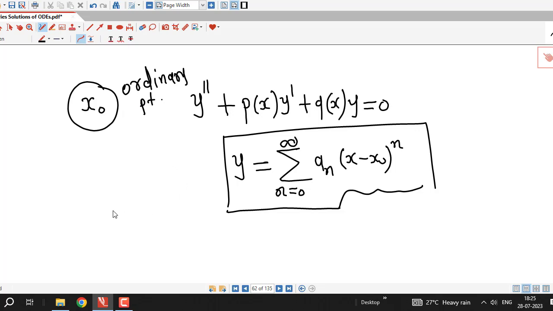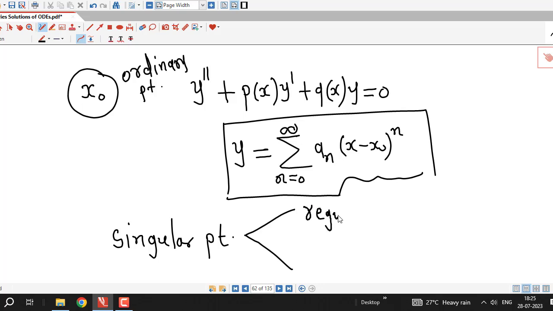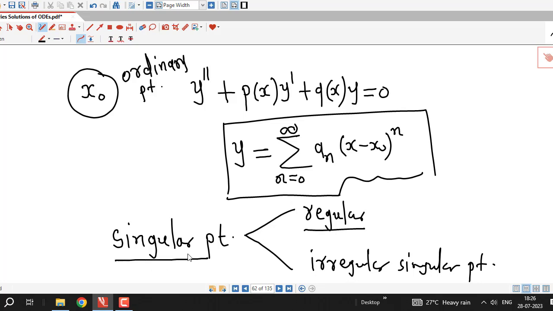Now suppose x0 is not an ordinary point, then x0 will be a singular point, and we have seen in lecture number 2 on series solutions that there are two types of singular points: regular singular points and irregular singular points. And we are going to discuss the method for regular singular points, and that method was developed by Frobenius. So it is called the Frobenius method for finding the power series solution.